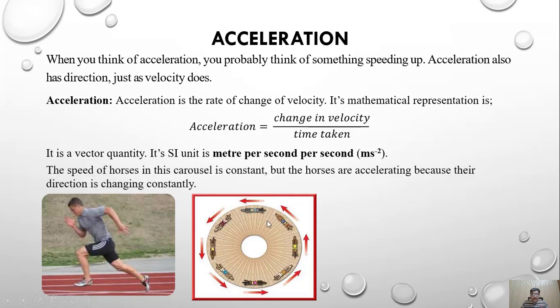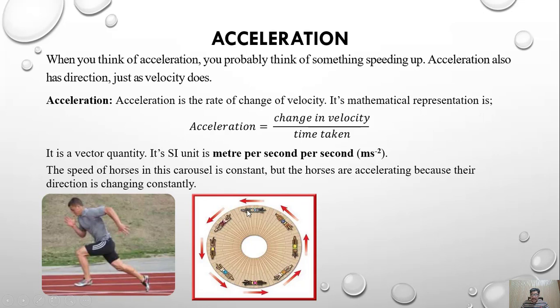So let's talk about this example. The speed of the horses in this carousel is constant. If you see, the horses are moving with constant speed. Their speed is constant in this event, but the horses are accelerating. Horses are accelerating because their direction is changing constantly.